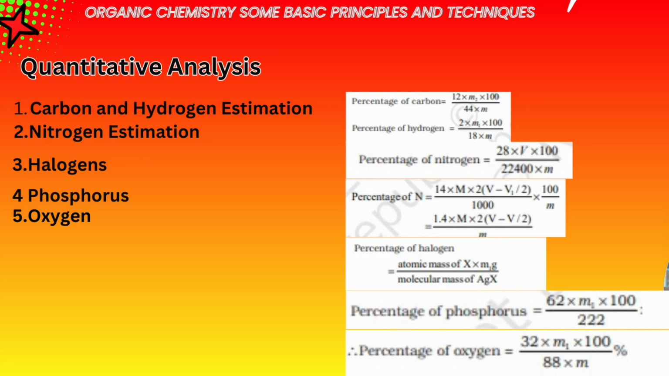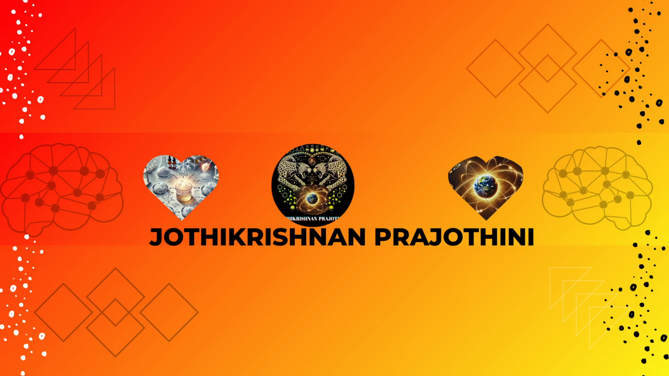To estimate oxygen, the compound is decomposed and the oxygen is converted into carbon monoxide. This reacts with iodine pentoxide to form carbon dioxide and iodine. The oxygen percentage is derived as: percentage of oxygen is equal to 32 divided by 88 into m1 divided by m into 100. And that wraps up the chapter Organic Chemistry: Some Basic Principles and Techniques from CBSE Class 11.